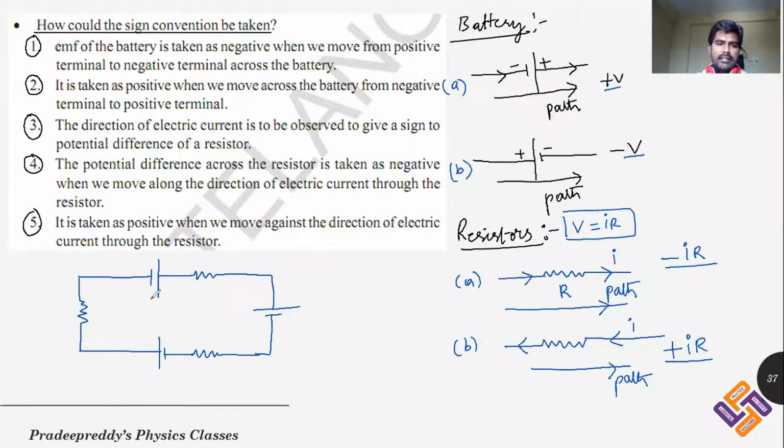Now I will consider that it is offering some voltage E1, it is offering some voltage E2, it is offering some voltage E3. It has resistance R1, it has resistance R2, it has resistance R3. 3 batteries and 3 resistors. Now this is a closed loop for current to flow. I name this point as A, this point as B, this point as C, this point as D.